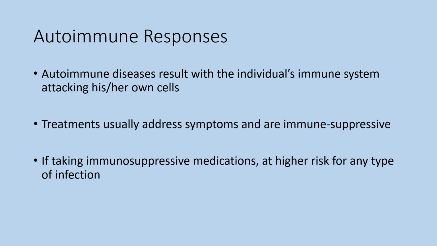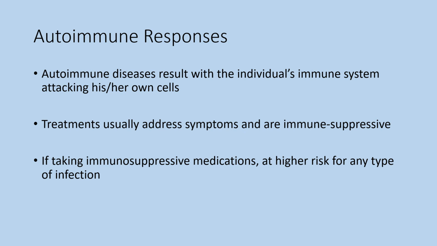Autoimmune responses. Basically what's happening, as the name implies, is the individual's immune system can no longer distinguish between self and non-self. It attacks everything as being foreign, including your own cells. Usually the treatments treat the symptoms and are also immune suppressive. So if you're taking an immunosuppressive medication to keep the autoimmune disease under control, you are at a higher risk for any other type of infection.